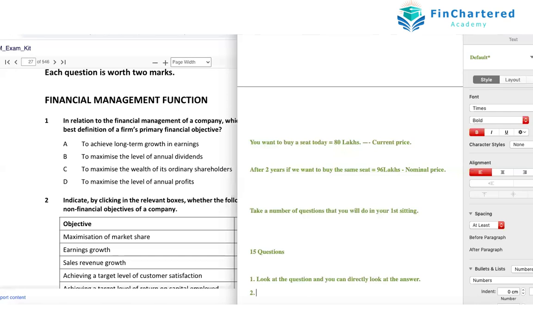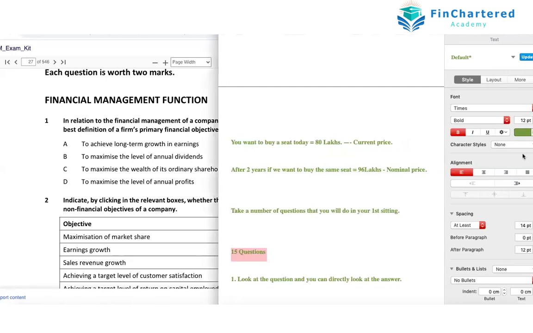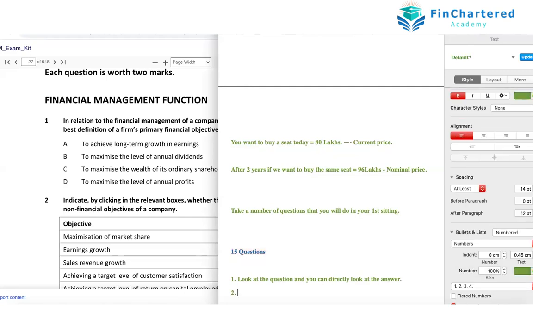Second question you do, third question you do, fourth question you do. You complete all the 15 questions and mark those 15 questions as complete. Done in blue. So it means one time done. You've looked at the question, you've looked at the answer, and you're happy with the answers. The second time, what you do is take the same set of 15 questions.